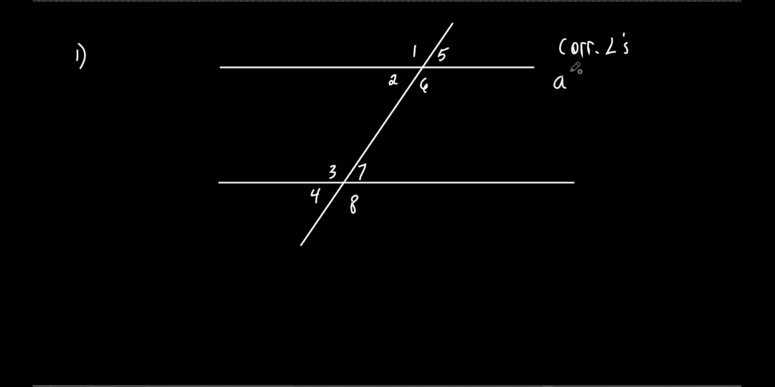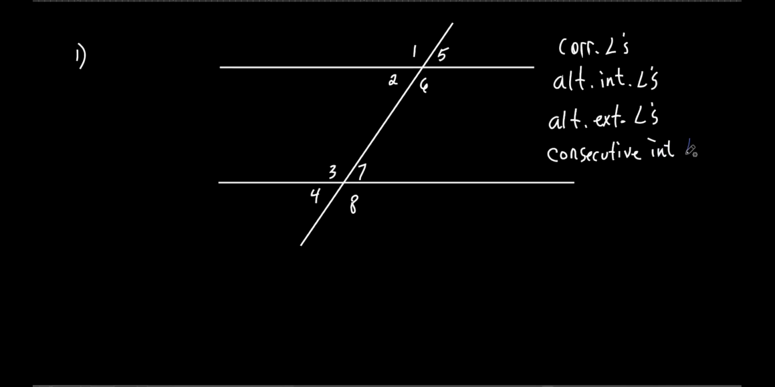Alternate, what? Exterior. Well, what was the first one then? We did interior first, then we did exterior. And then consecutive. You could call them same side interior, it's fine. But I give you the list, so I want you to use this word for this: consecutive interior angles. I give you the list of these 4 possibilities.